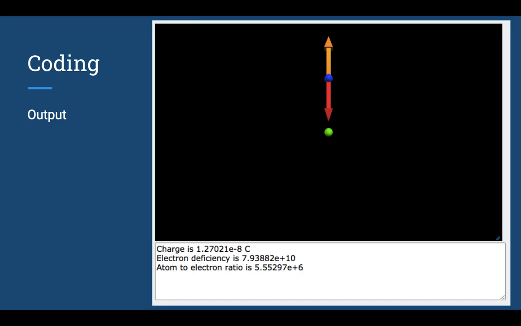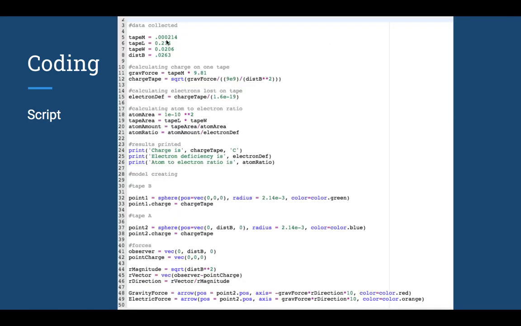As you can see down here with all the printed scripts, they are accurate to my hand calculations. And then here is my model. The red is the gravitational force and the orange is the electric. So I first put in the data I collected, and then I calculated the gravitational force and the charge just as I did earlier. I then got the electron deficiency by dividing by the electron charge. I got the amount of atoms and the atom ratio. I then printed all of the results in writing, and then I created the actual model that you see, and I created the gravitational and electric force down here.